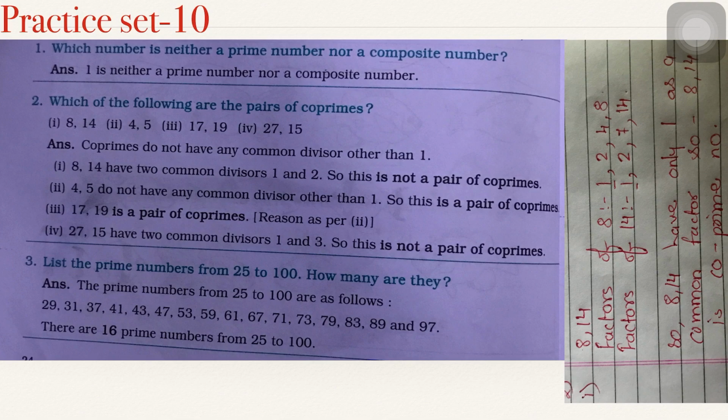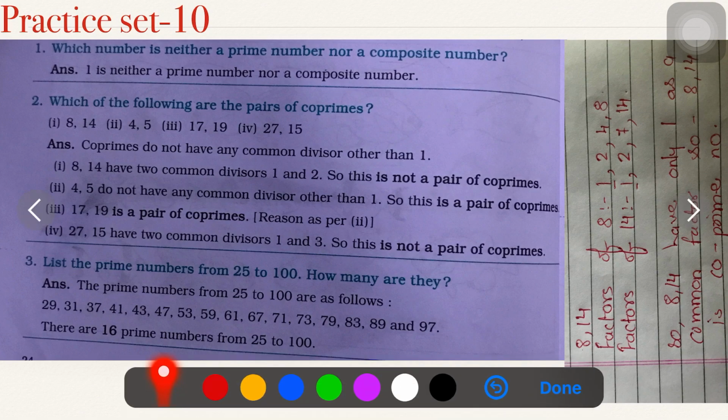Student, now let us solve practice set 10. First question, let us see which number is neither a prime number nor a composite number. As you know, 1 is neither a prime number nor a composite number. Now see second question, which of the following are the pair of co-prime? As we discussed earlier, co-prime means the numbers have only 1 as the common factor. Only 1 will be the common factor. So it is called a co-prime number.